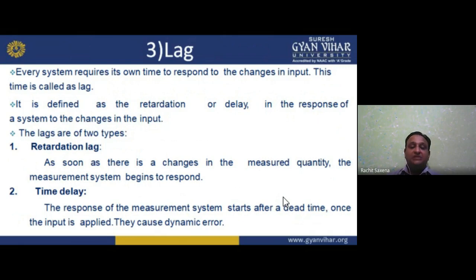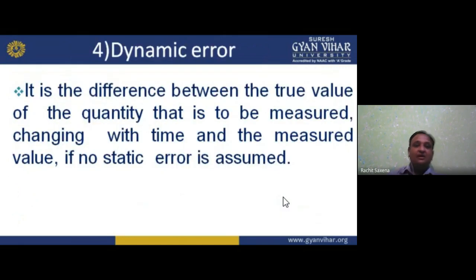So the response of the measurement system starts after that time, once the input is applied, and this causes dynamic error. I hope you understand. Now the dynamic error. It is the difference between the true value of the quantity to be measured, changing with time, and the measured value, if no static error is assumed.